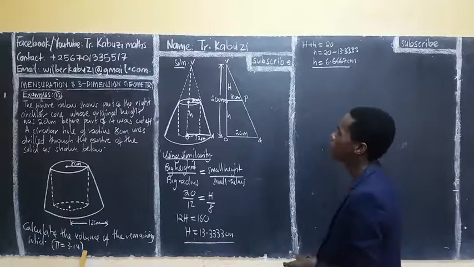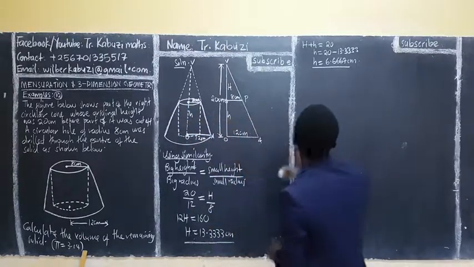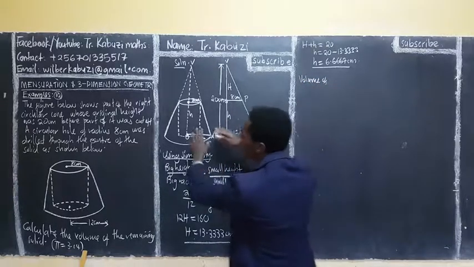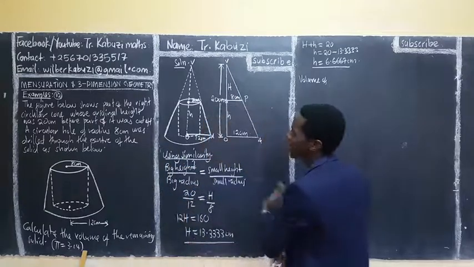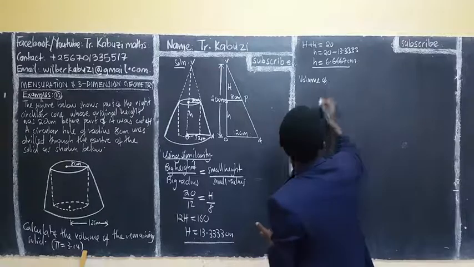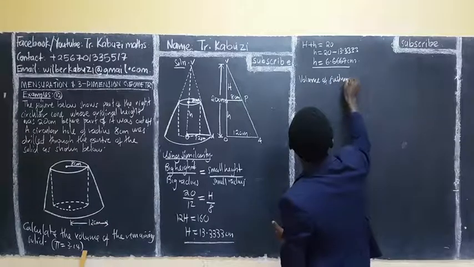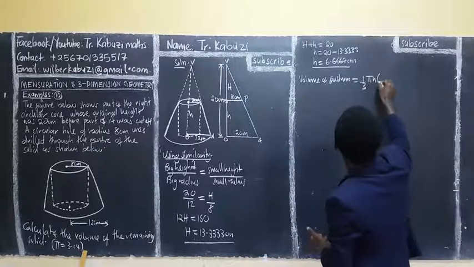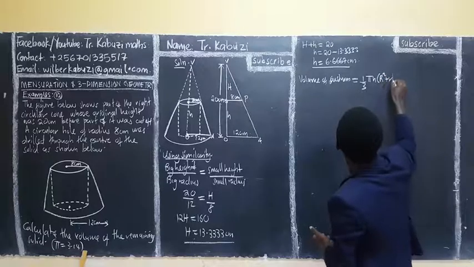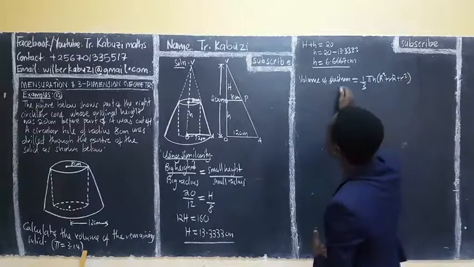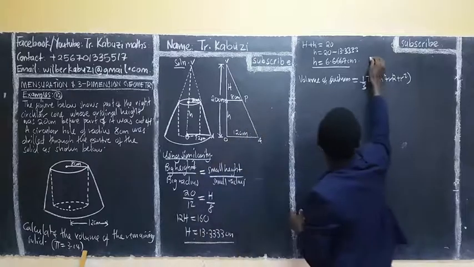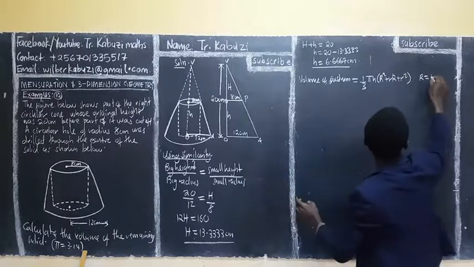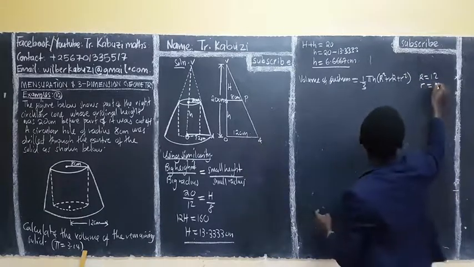So after having it, I need to get the volume of this first one. This can be called the first one or a cylinder, anything, so let me call it first one. The first one is always a third pi h, then R squared plus Rr plus r squared. The big R is the big radius, 12, and then the small radius, which is 8.